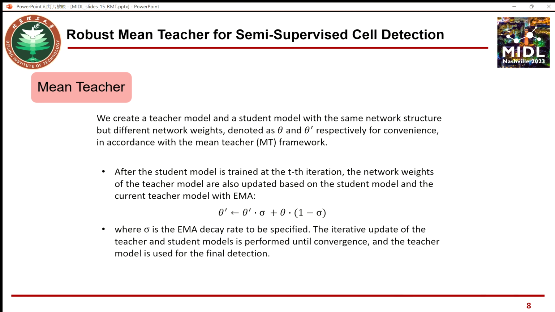We create a teacher model and a student model with the same network structures but different network weights, in accordance with the mean teacher framework. After the student model is trained at the t-th iteration, the network weights of the teacher model are also updated based on the student model and the current teacher model with EMA.